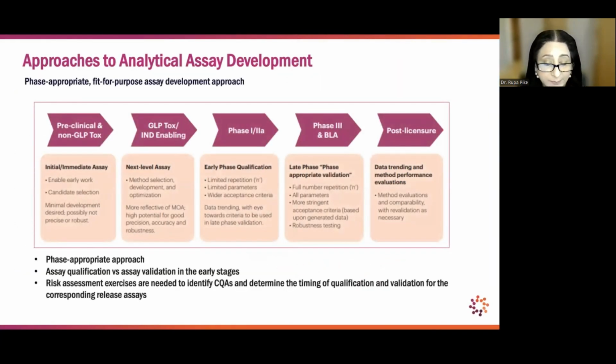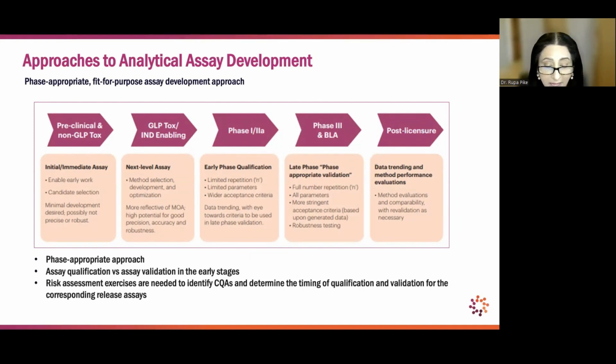So this slide describes the approaches to analytical assay development. Many cell therapy developers, as you probably already know, use phase-appropriate or fit-for-purpose assay development approach. And the diagram shown here shows the progression of assays from the preclinical to the post-licensure stage. And the diagram, as you walk through from left to right, shows that early qualification can begin during phase 1 to 2A, while late phase validation comes at phase 3 and BLA.